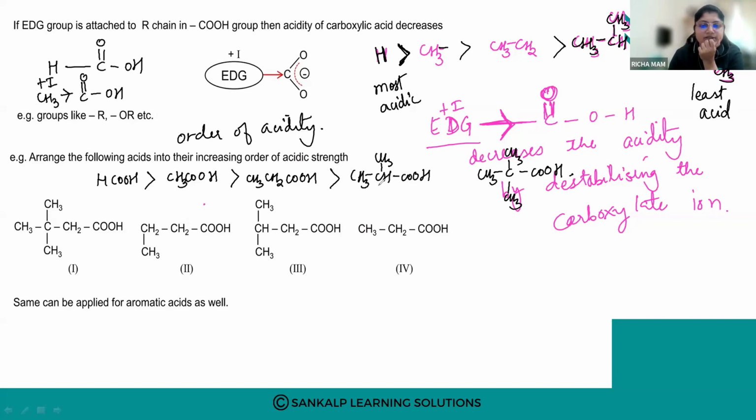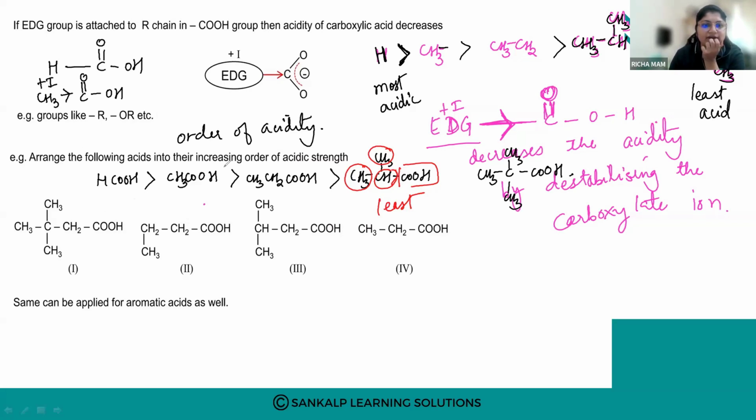Why? What is the reason? Because as you see here, the number of alkyl groups is increasing towards your carboxylic group. So the negative charge on this carboxylate ion cannot be resonance stabilized. So this will be least acidic, and this will be most acidic.